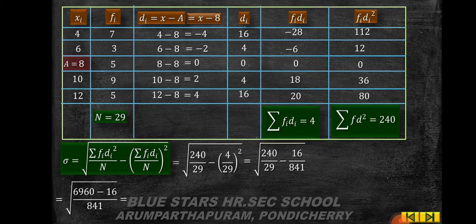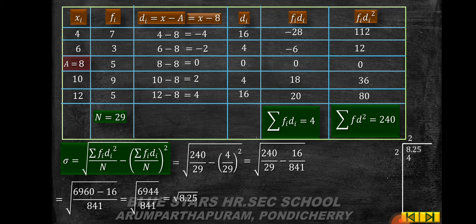So which is equal to root of 6960 minus 16 by 841, which is equal to root of 6944 by 841, which is equal to root of 8.25.